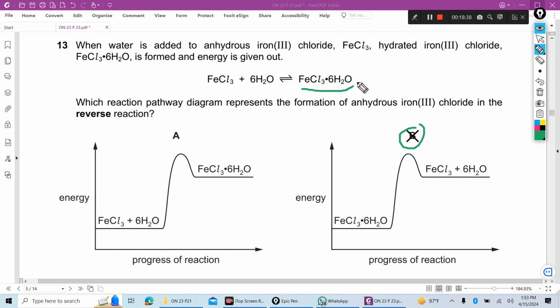This is the reactant for the reverse reaction. This is the product. So the reactant has less energy, the product has more energy, so this is an endothermic reaction. And A is wrong. Why? This is the reactant, so this is wrong.